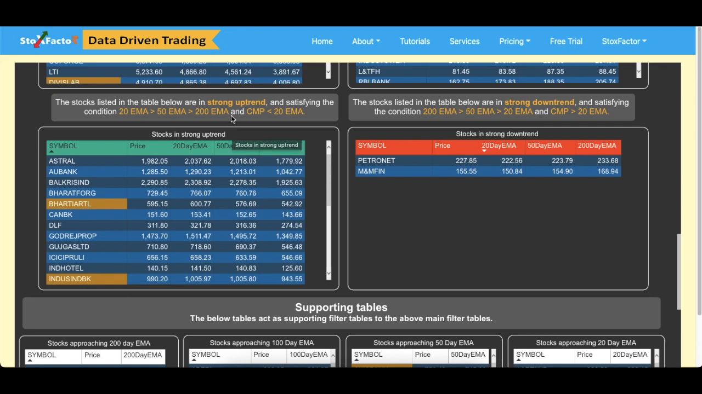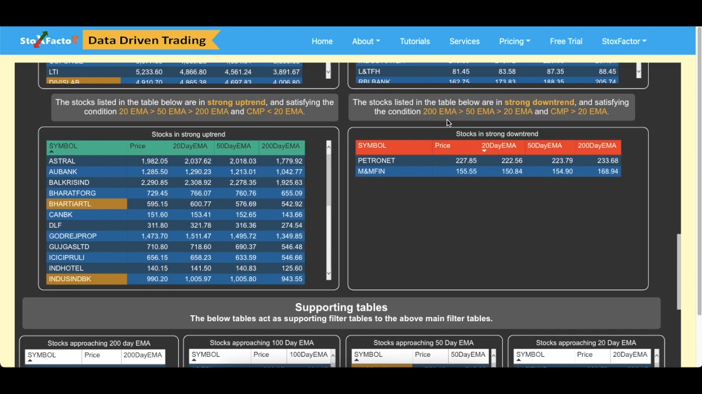Now coming to the bottom tables, you can see again two tables newly added, which tell you all the stocks which are in a strong uptrend. So what do we mean by strong uptrend? It means that the 20 moving average is above 50, 50 is above 200, but the stock price itself is below 20 EMA. So it means the stock price has retraced from the recent high and has come near to the support levels, whether 20 moving average, 50 or 100 or 200. So we'll see how we can identify that.